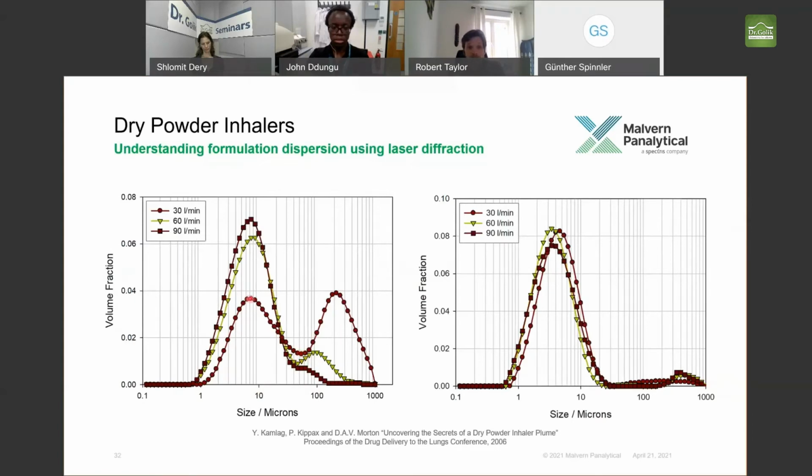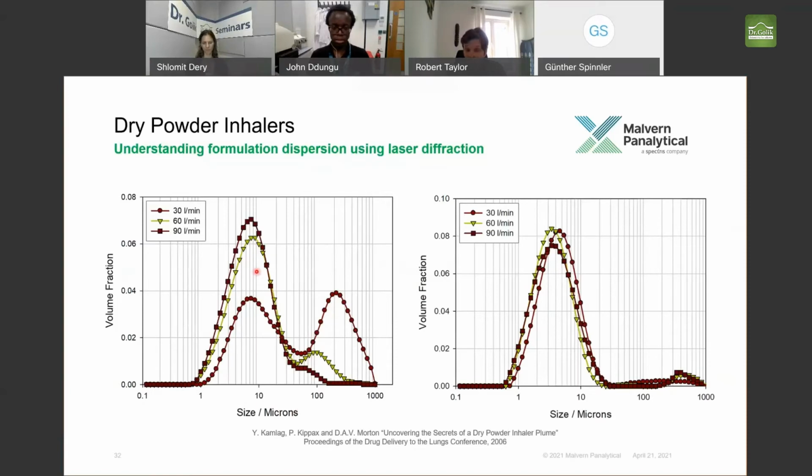But if you go down to the lower flow rates of 60 and 30, you can now start to see this coarse fraction emerge. And of course, that's not good for the reasons I've just described, but it also points out that, again, there's going to be some user compliance issues here. In order to get the best out of this product, you need to ensure that you have a good, fast inhaled breath to make sure that you have all the fine fraction there. If for whatever reason you can't inhale very strongly, then you're not going to get the full benefits of this product.